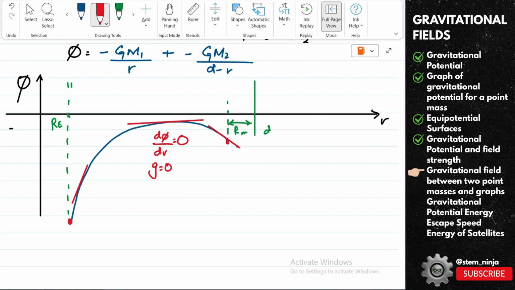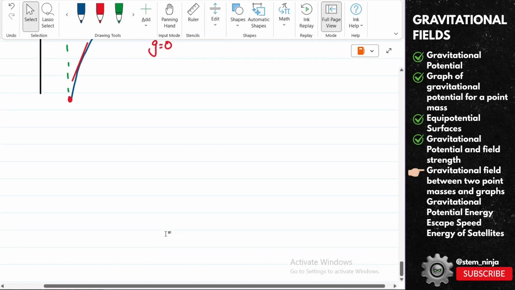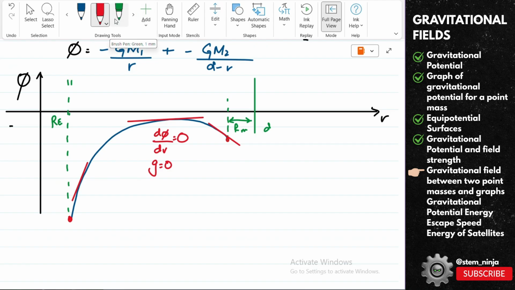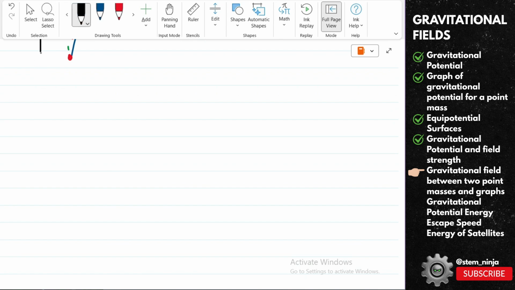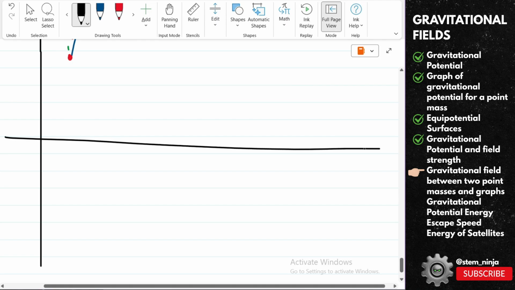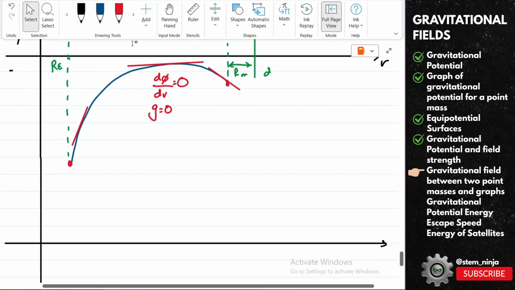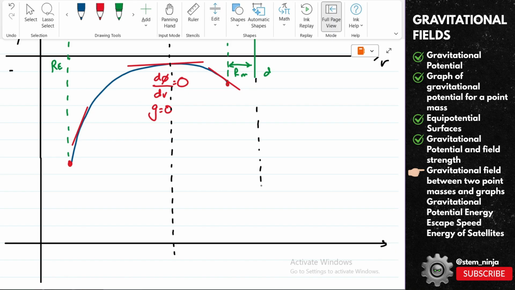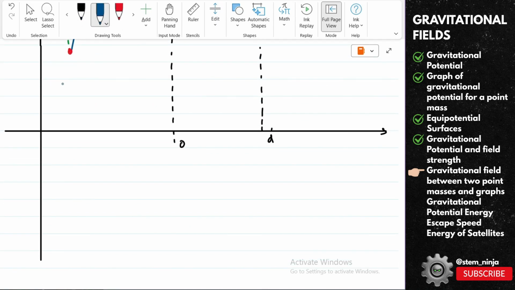And field direction becomes positive as the gradient has become negative. So if we draw the graph between them, okay, let's make this your D, this is the point of zero gravity. So this would mean that the field direction is actually coming from this point and a very small magnitude over here.